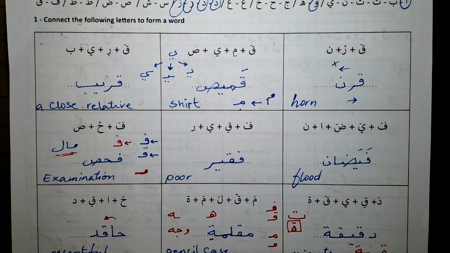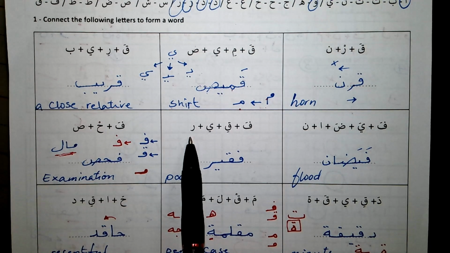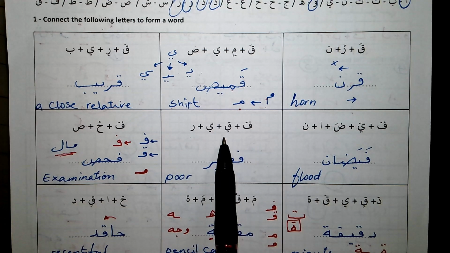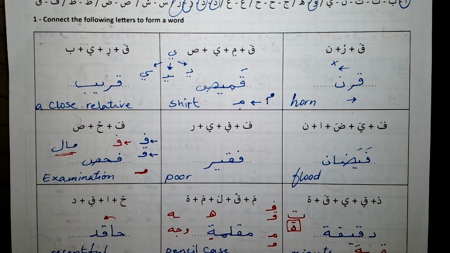Next word, faqir. Faqir. Fa, qaf, ya, ra. Faqir means poor, a poor person.